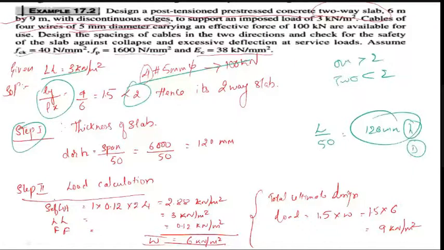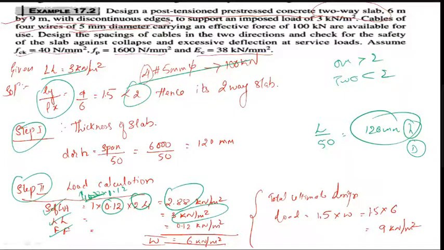Step 3, calculation of load. Live load will be given, and floor finish. Self-weight, for a slab it will be 1000. Total depth of the slab is 120, therefore take 0.12 into 25. You will get the dead load. The floor finishing load if required, then the total load, and for the ultimate design load multiply by 1.5, that is the factor of safety, giving 9 kilonewton per meter square.